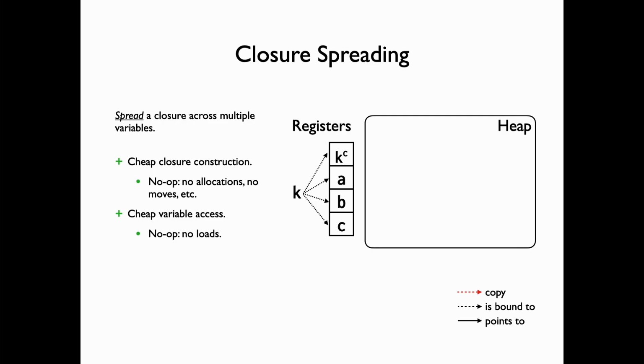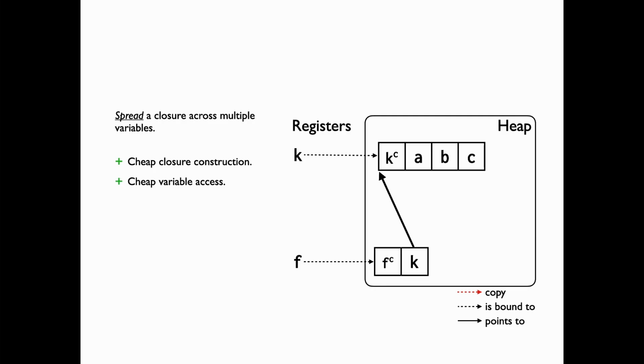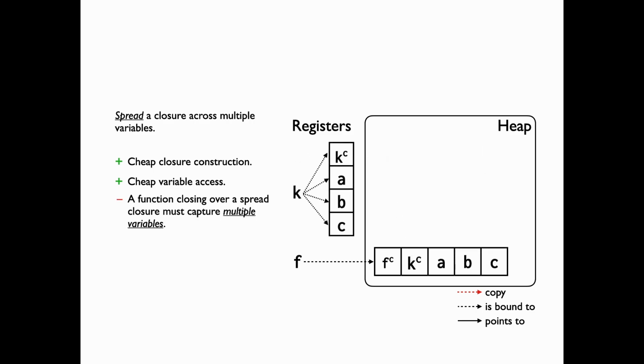Number one thing that is problematic, well, maybe a concern of ours, is that if now another function f closes over k, instead of just closing over k itself, now it has to close over the spread of k. Now it closes over 4 variables that used to be bound by k. So we basically move allocation from one place to the other, which may not be a smart choice always.